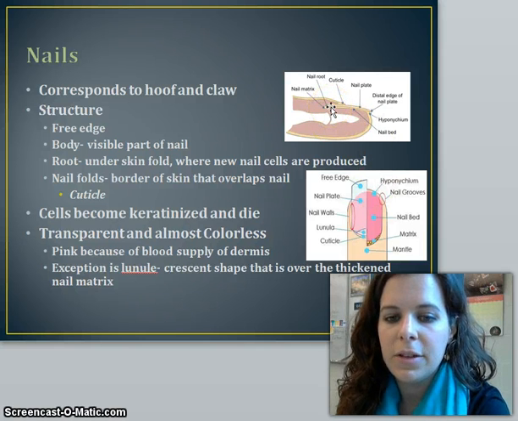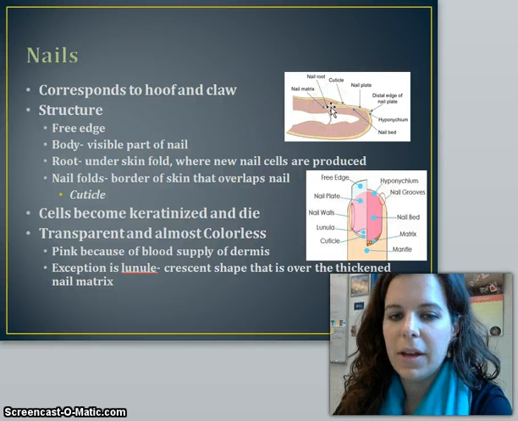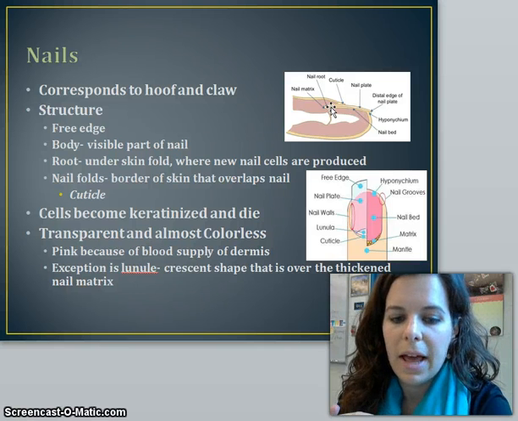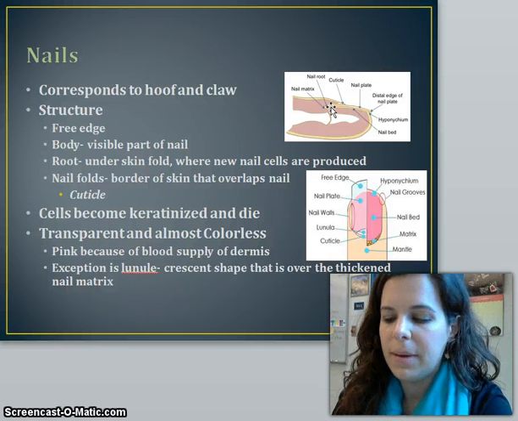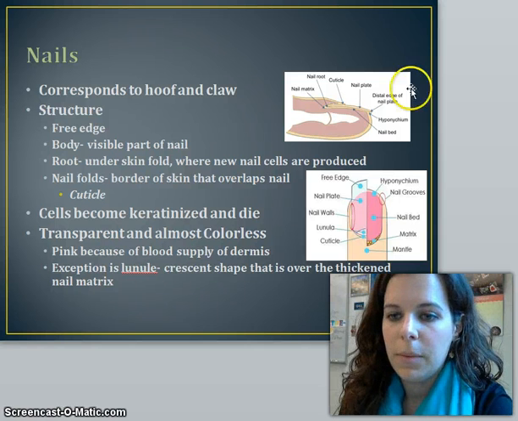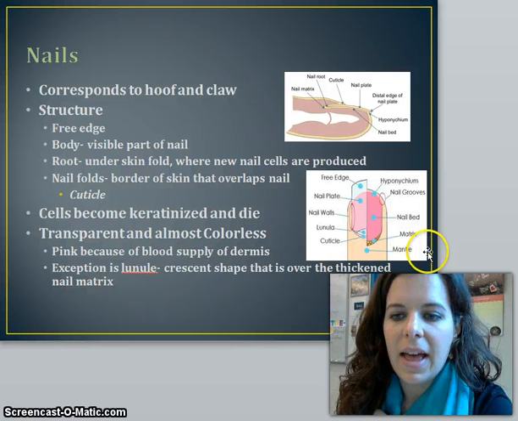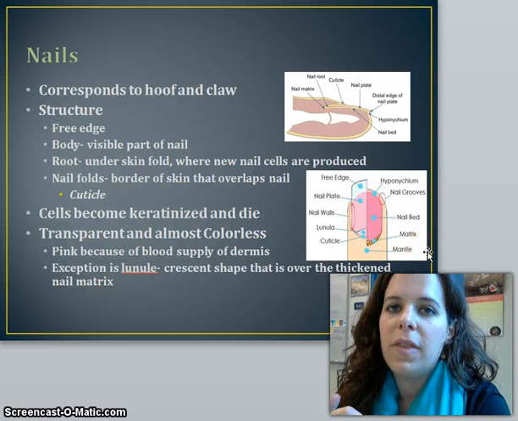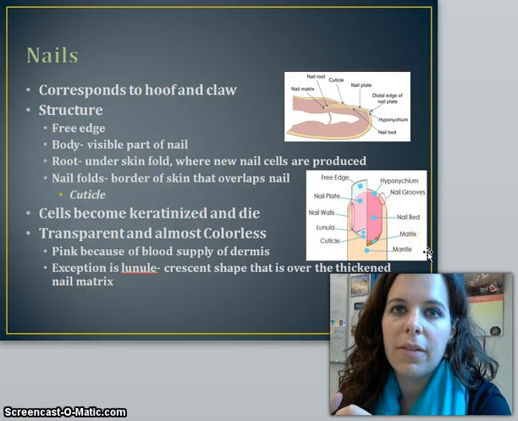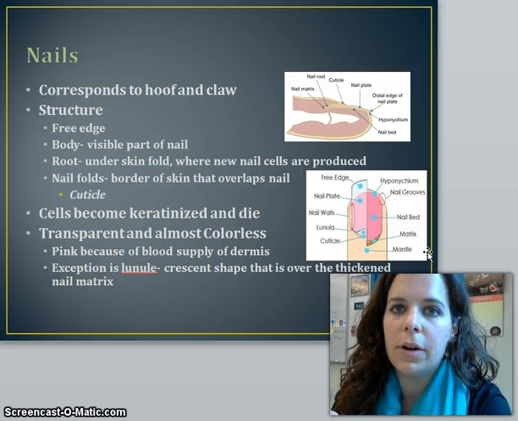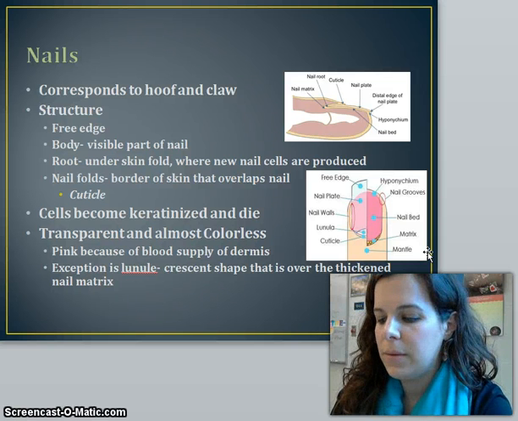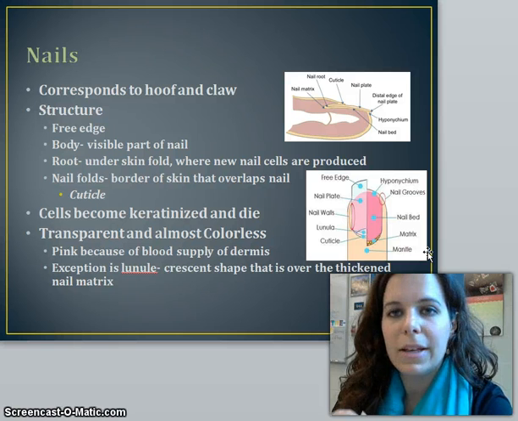And your nail is transparent, almost colorless, and if you look at it, it's pink because of the blood supply underneath it, because of the blood supply in the dermis, except for the lunule, which is this white crescent shape on your nail, and that's actually over your thickened nail matrix, the part of your nail that makes new cells for your nail to grow. And that's why you see that white lunule on some of your nails.